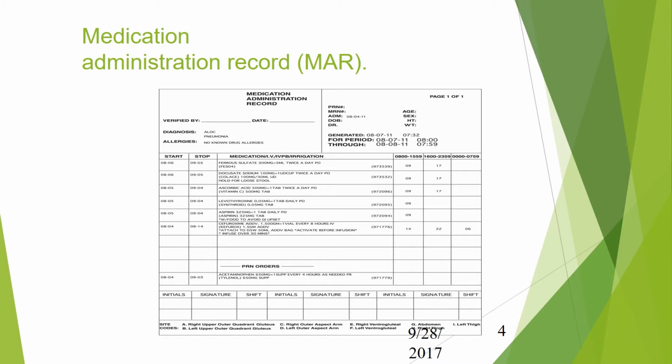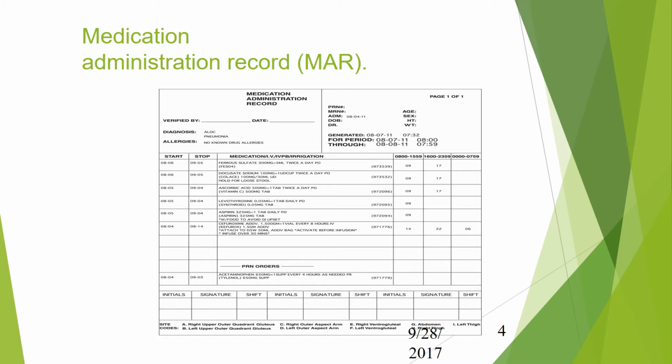And there, though, they have a binder with all the MARs, so it actually does not go on the chart until the month is completed and the MAR is completed, and then it's put on the chart at the nursing home setting. That's how it works. But you see that the drug name is given, the dosage, the frequency, and then the route.